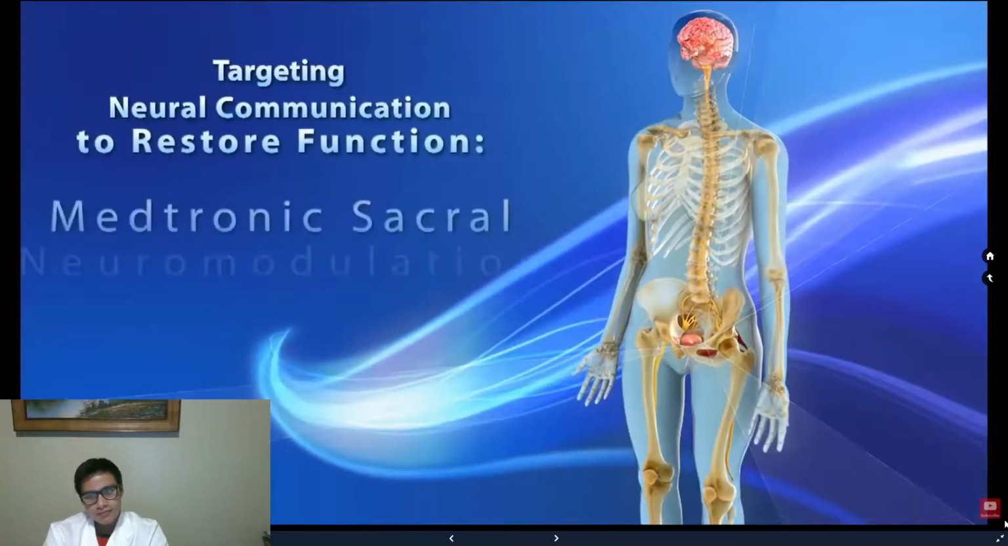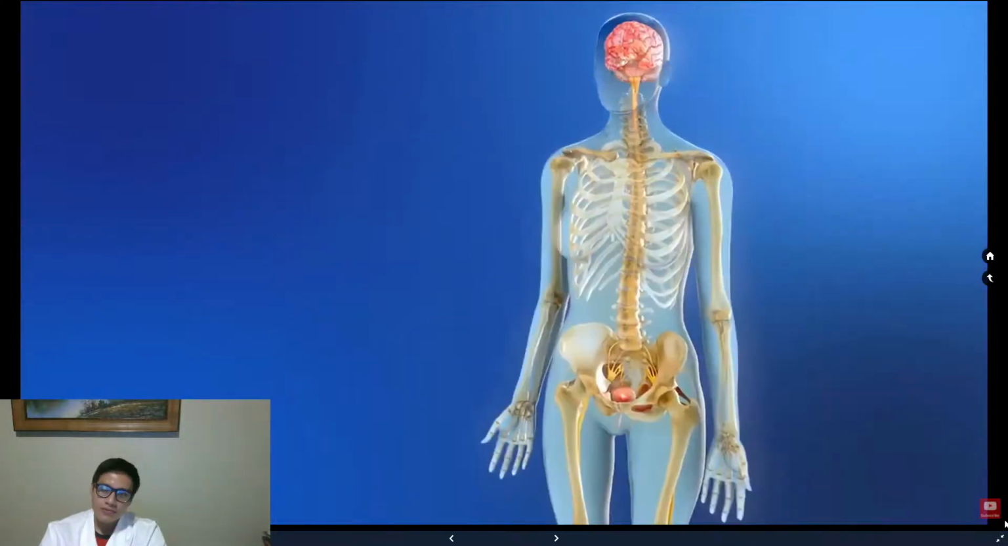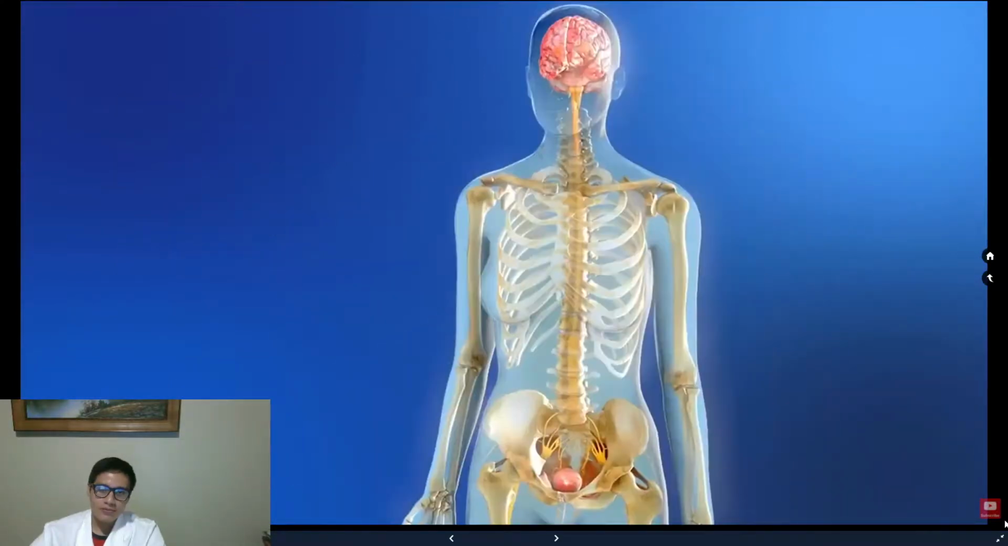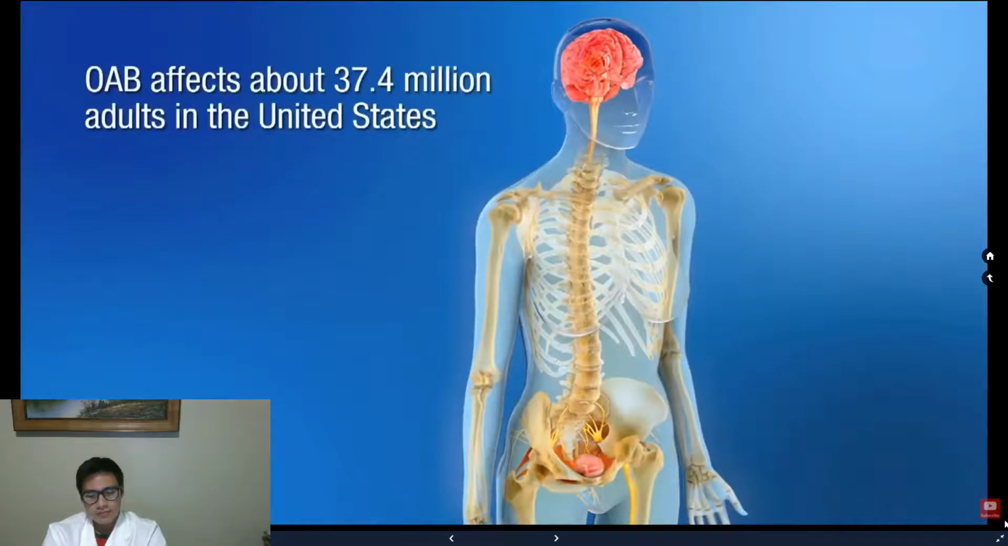Targeting neural communication to restore function. Medtronic sacral neuromodulation for the treatment of overactive bladder, mechanism of action. Overactive bladder, or OAB, is a urologic condition defined by urinary urgency with or without incontinence, urinary frequency, and/or nocturia. OAB affects about 37.4 million adults in the United States.